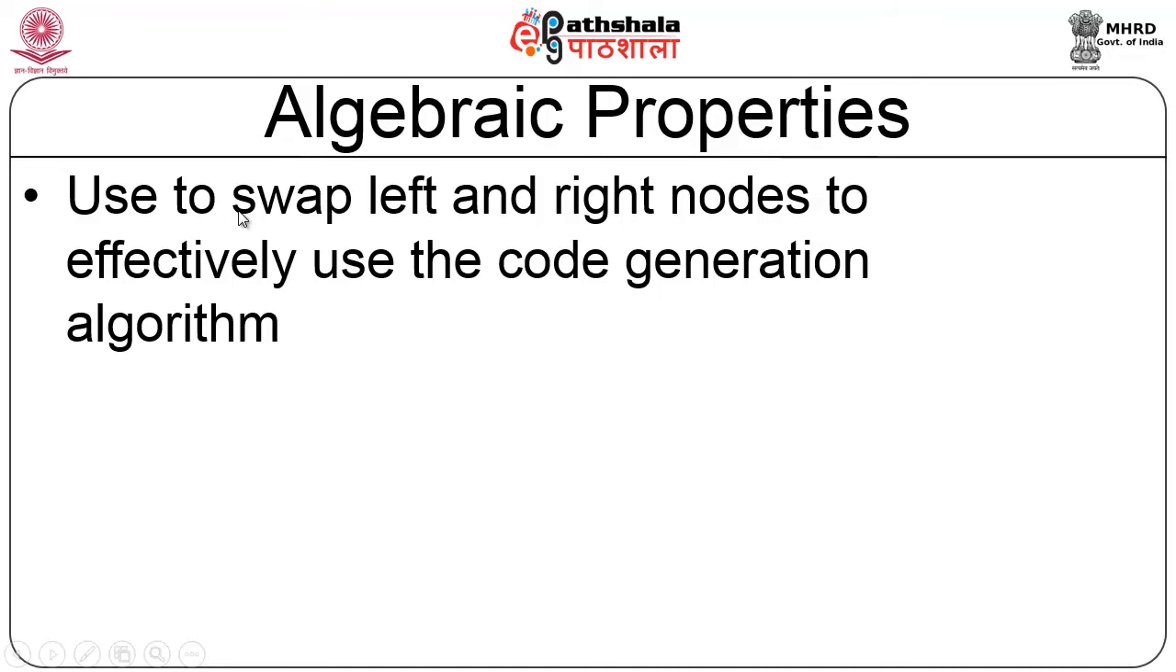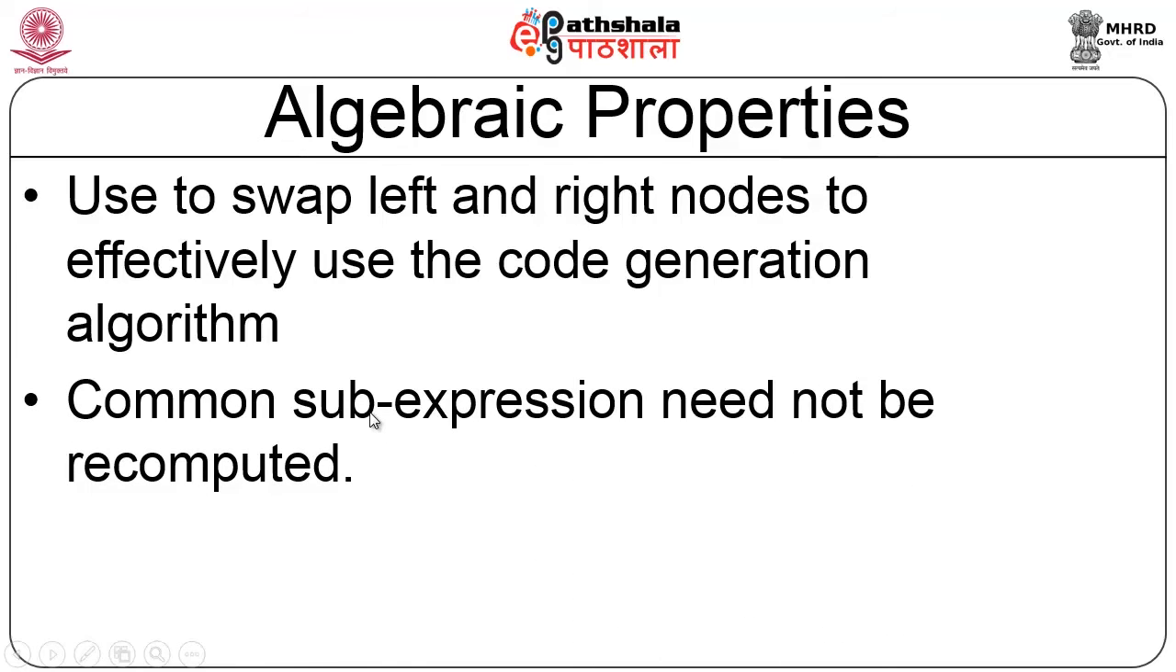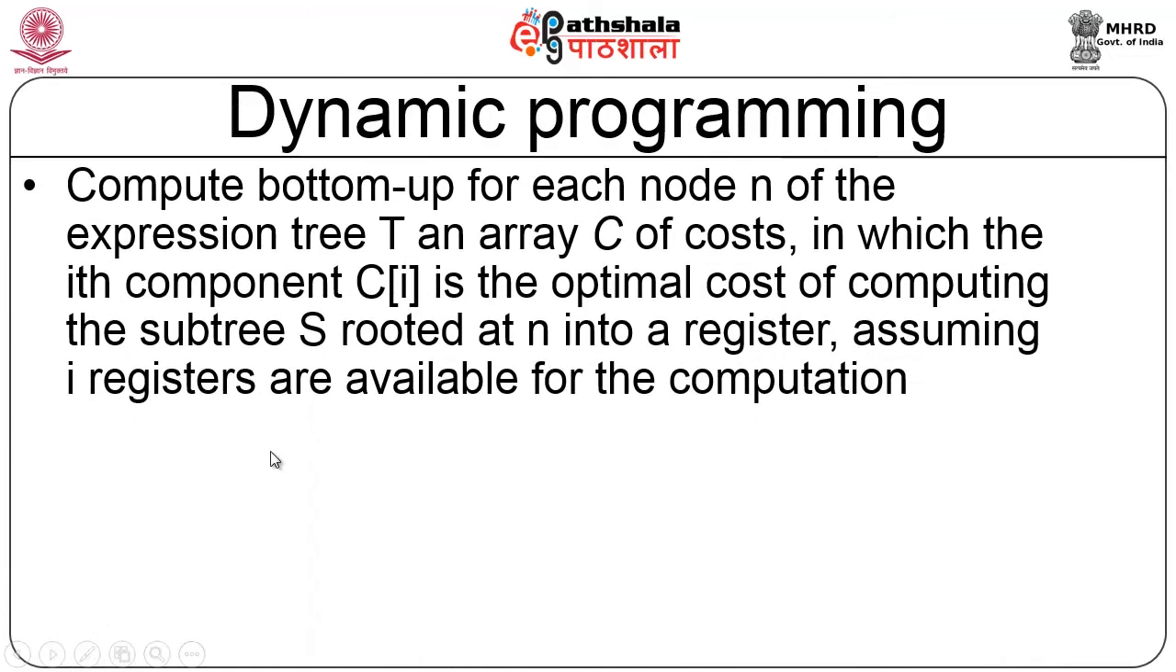I can also use some algebraic properties for DAG computation, where you can swap the left and right nodes to effectively use a code generation algorithm to incorporate the associative property or commutative property of algebraic laws. One more thing is that the common subexpression need not be recomputed, and that can also be adopted here. So this is one approach to code generation.